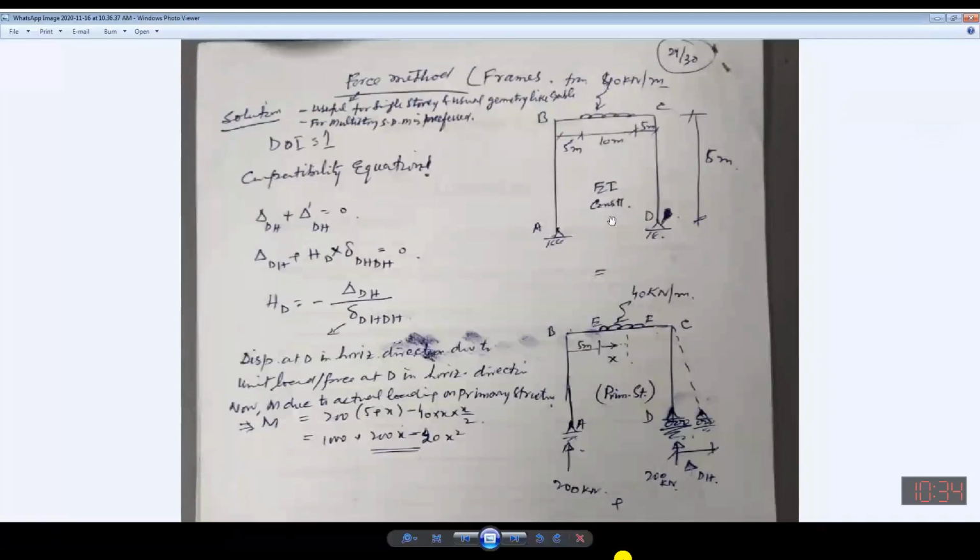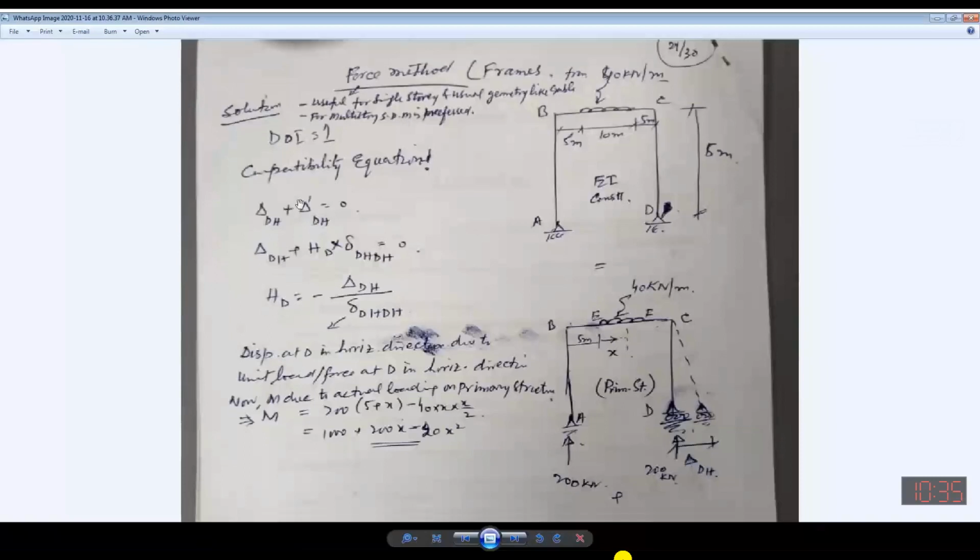Now EI is kept constant. This structure can be broken into some other structures. You can see there are 4 reactions, and so 4 minus 3 is 1. So the degree of indeterminacy is 1. It means to analyze this structure, I need 4 equations. 3 equations of equilibrium are already available with us. So one extra equation is needed, and that will be obtained from the compatibility condition. And what is the compatibility condition?